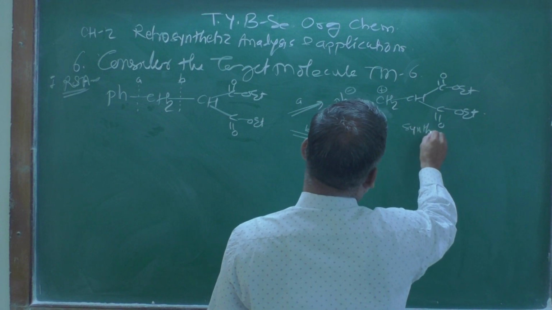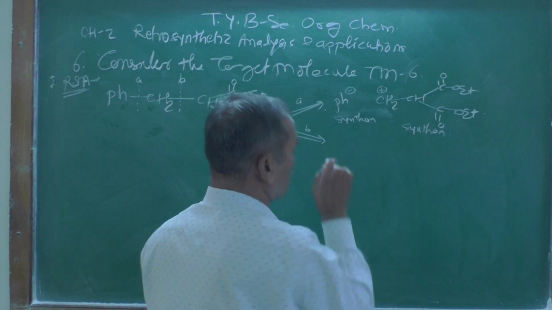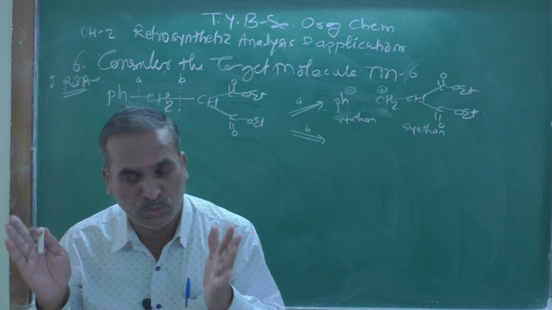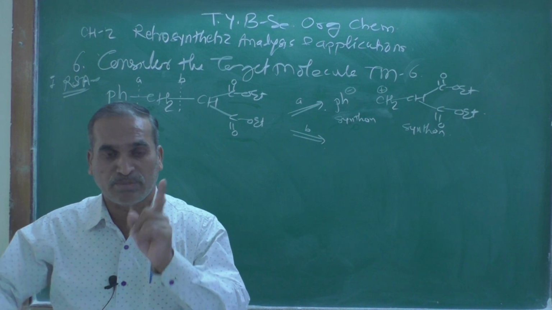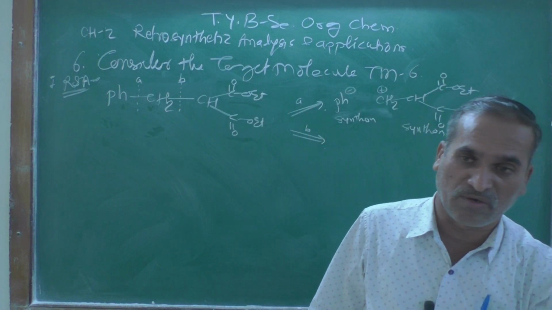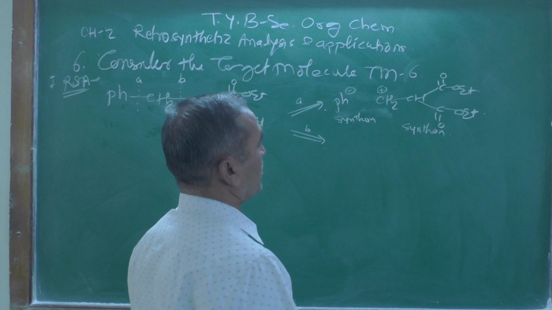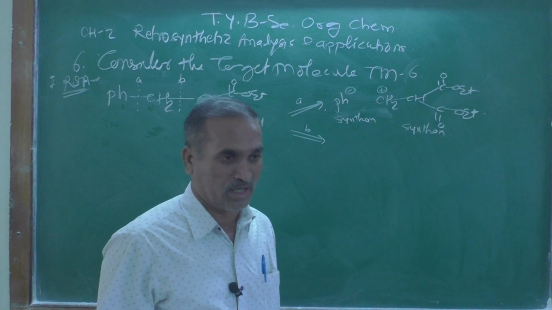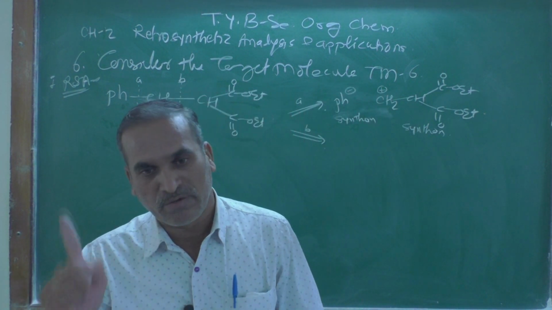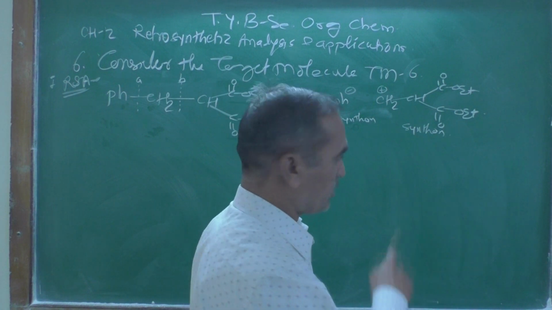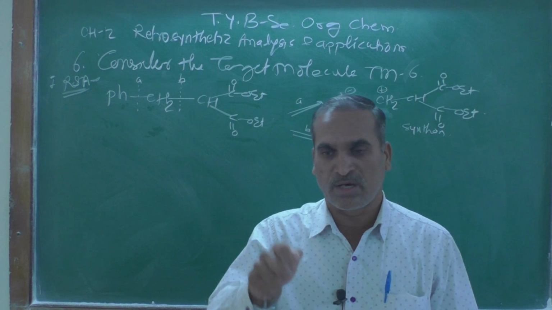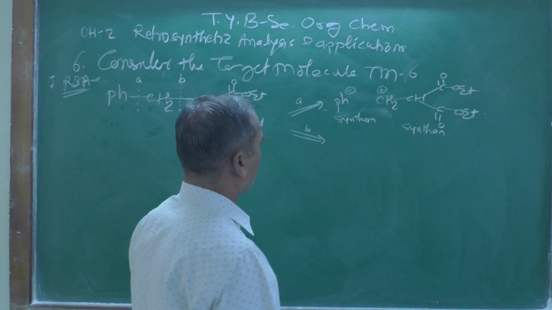This is also a synthon, and every synthon is very unstable. To stabilize them, you have to find the synthetic equivalent, and every synthon must have a reasonable synthetic equivalent. Then only can you use it in your synthesis. Otherwise, if you are not getting a proper synthetic equivalent, you cannot use it for your synthesis. So do remember this.